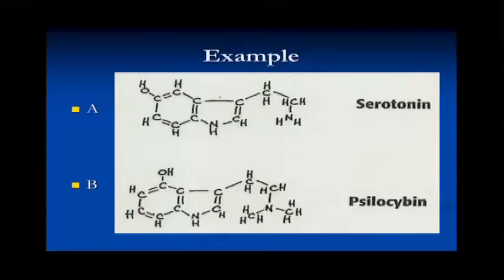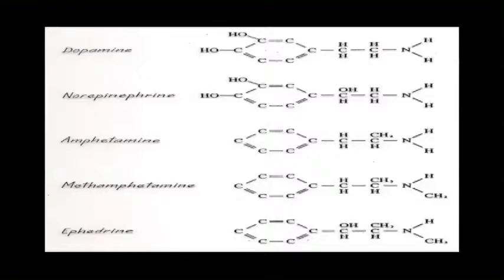Okay, let's go on. And this slide you haven't seen before. There's dopamine, norepinephrine, both of which are natural neurotransmitters. And lo and behold, there's amphetamine, methamphetamine and ephedrine. Look at the similarity in terms of structure. Is it any big surprise that amphetamine, methamphetamine, and ephedrine work on the dopamine and norepinephrine receptors? They're similar enough that they work on those receptors.